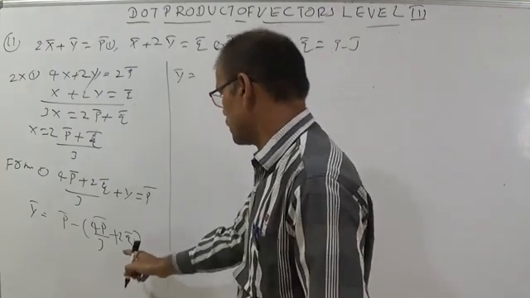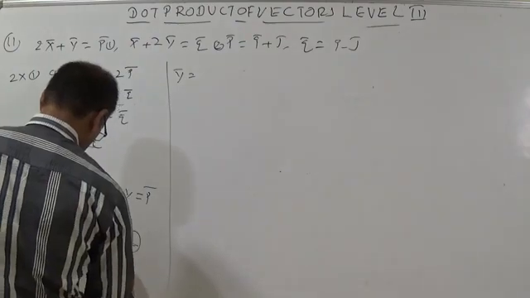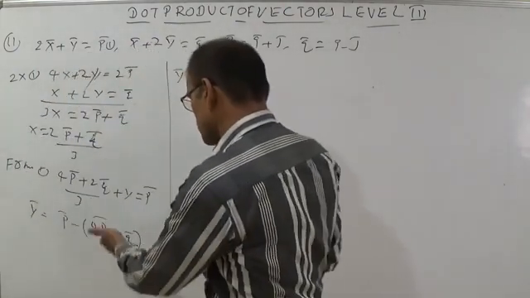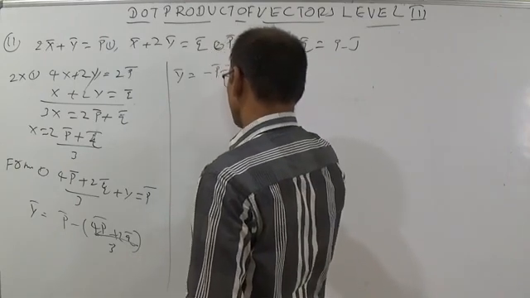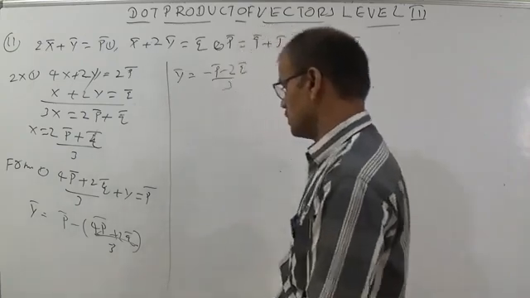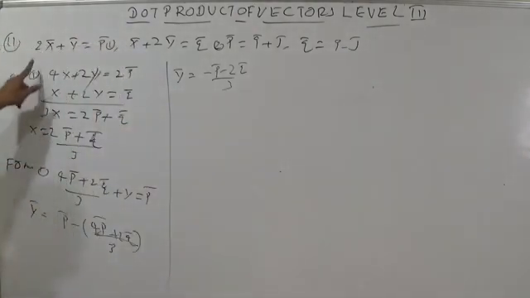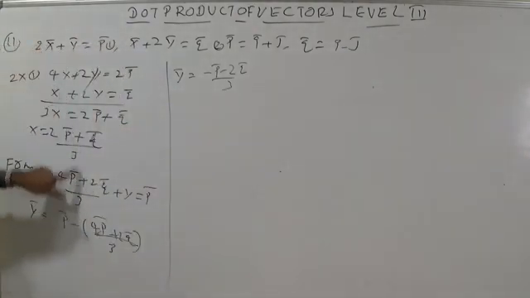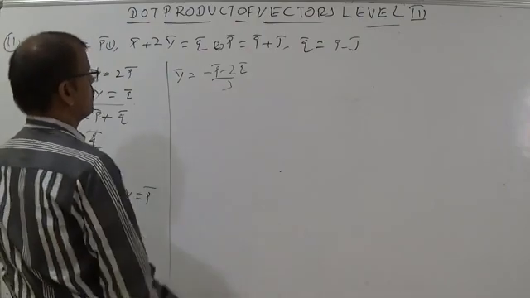Total by 3: 3P minus 4P becomes minus P. So you can write here minus P bar minus 2Q bar whole by 3, that is Y. We substituted 4P plus 2Q by 3 plus Y, took P to that side, 3P minus 4P is minus P, and minus 2Q, by 3. So X and Y we got.